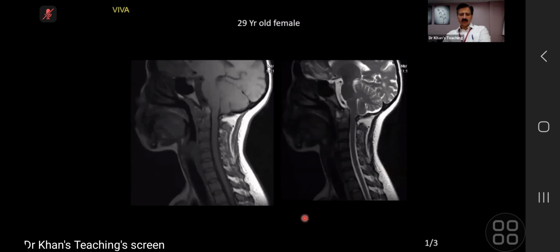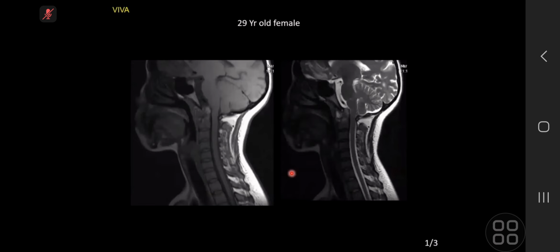Okay, candidate 3, your film. Right, so what do you see? These are selected sagittal images. Can you speak, your volume is a bit low. If you can speak a bit louder, please. Oh, all right, this is better.